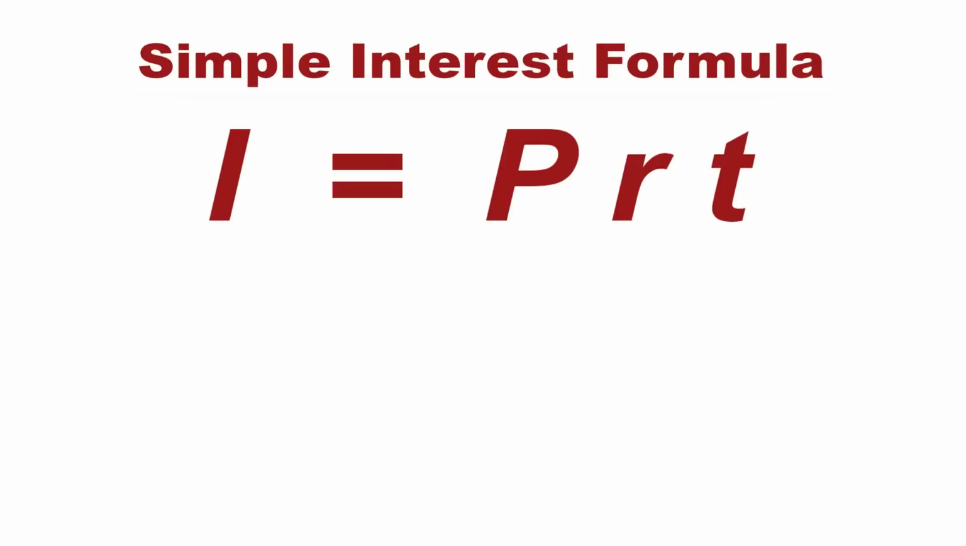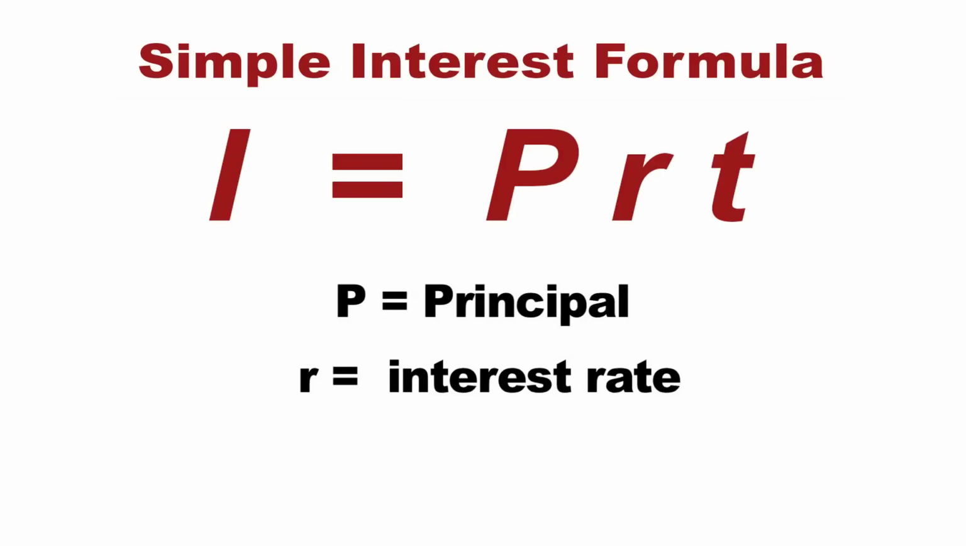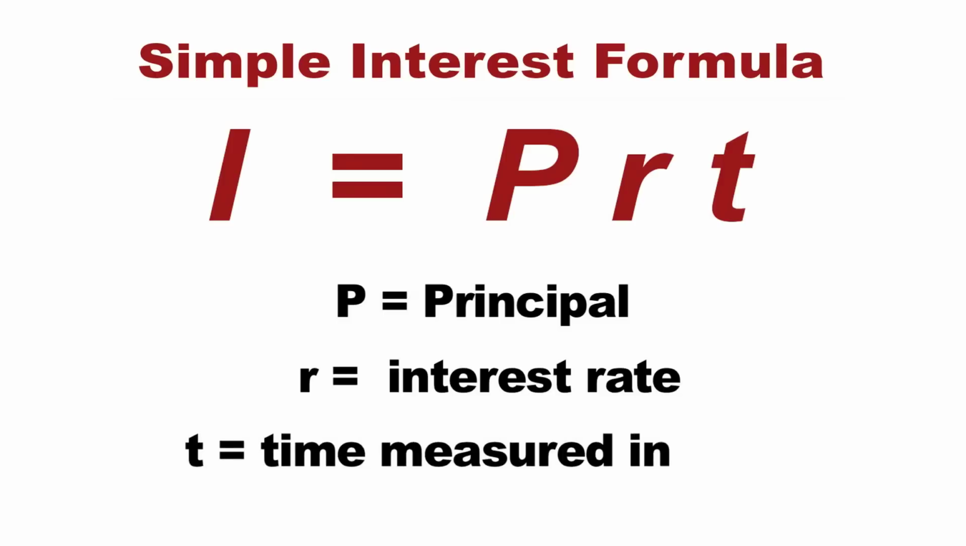Sure. Simple interest is just the fee that they charge you for borrowing their money. It's determined by how much you borrow, how long you borrow it for, and the interest rate. In the formula, it's known as I = PRT. P is the principal, that's how much you borrow. R is the interest rate, usually given in percent. T is time, that's given in years. It has to be in years.